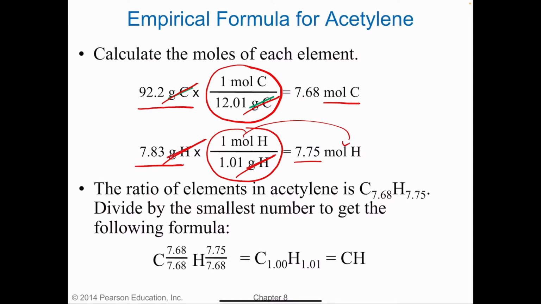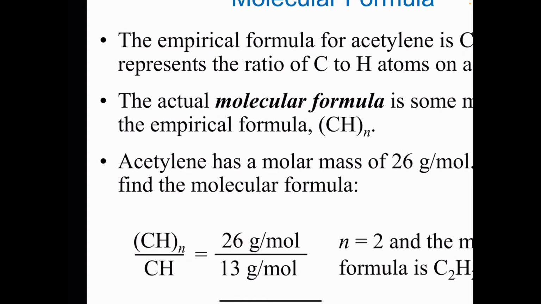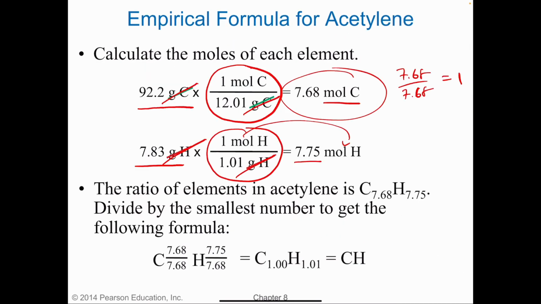Next, which one's smaller? So 7.68 and 7.75, this one's smaller. So you do 7.68 divided by 7.68 for the carbon, and that's going to be 1. And then you do 7.75 divided by 7.68 for hydrogen, and it looks like that's going to come out to about 1.01, really, really close to 1. So since we get two numbers that are really close to 1, same thing, the empirical formula is just C1H1 or CH.